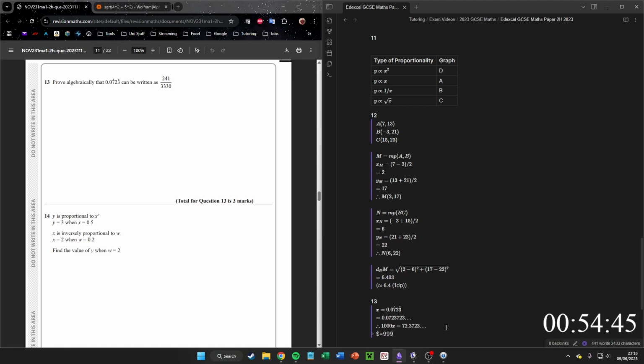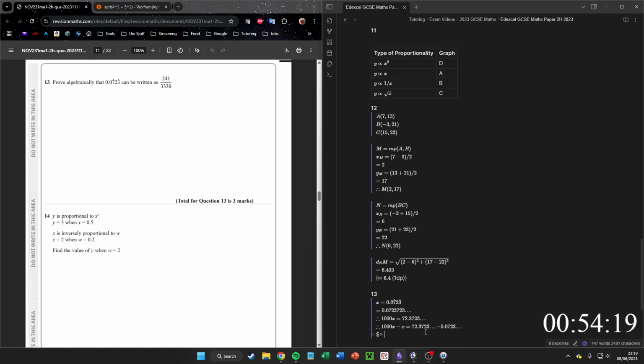So 999x, 1,000x subtract x is equal to 72.3723 minus 0.0723. I'll say 723, you get the message. So it's going to end up being 72.3, right? So 999x is equal to 72.3.